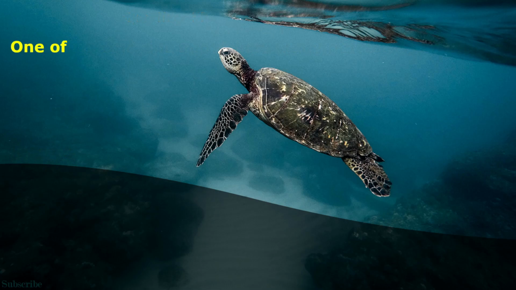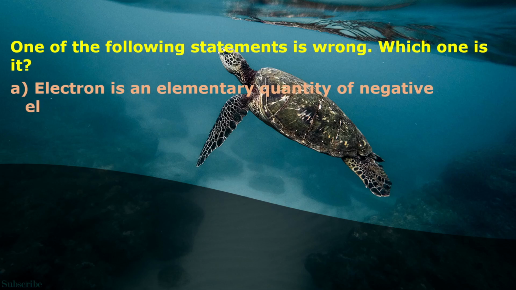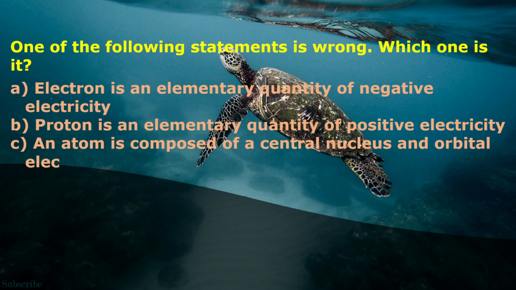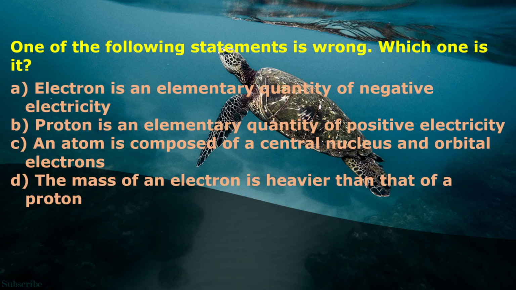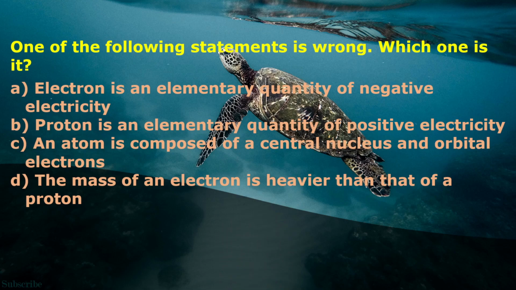Question number 30. One of the following statements is wrong. Which one is it? A. Electron is an elementary quantity of negative electricity. B. Proton is an elementary quantity of positive electricity. C. An atom is composed of a central nucleus and orbital electrons. D. The mass of an electron is heavier than that of a proton. The correct answer is letter D. The mass of an electron is heavier than that of a proton.